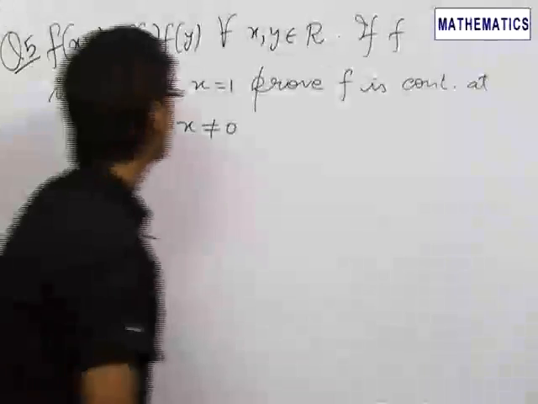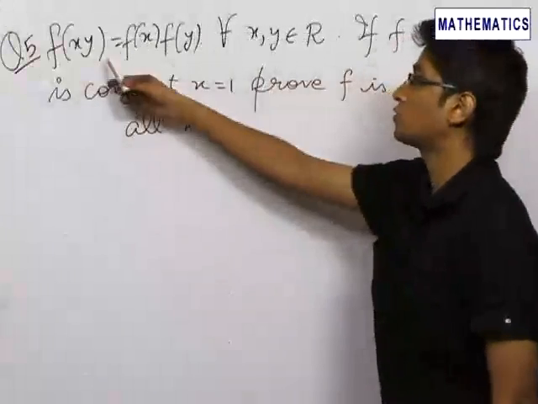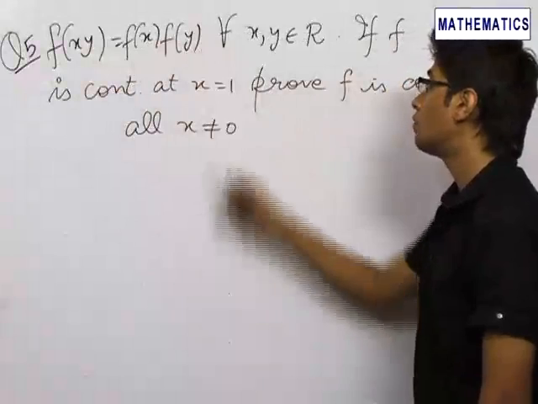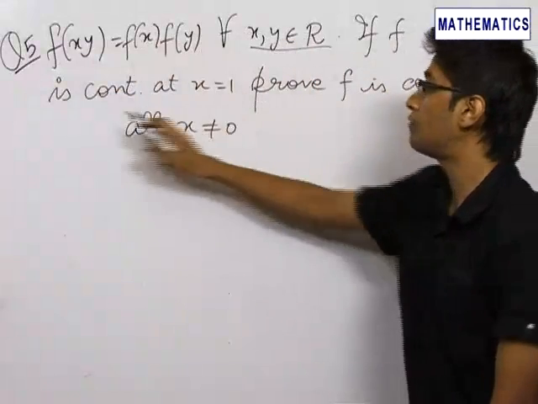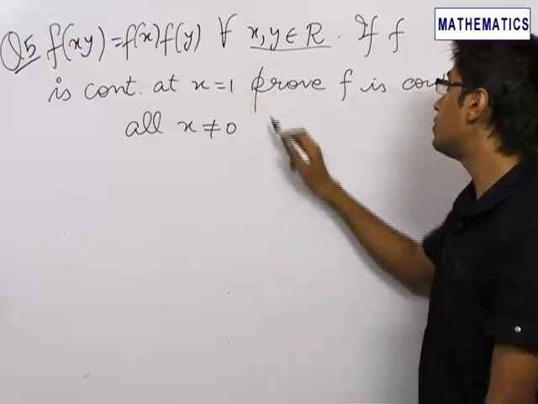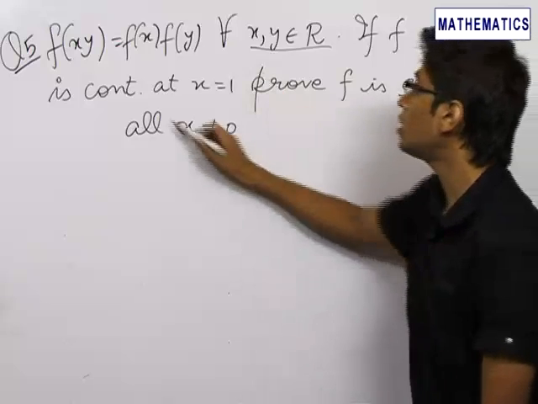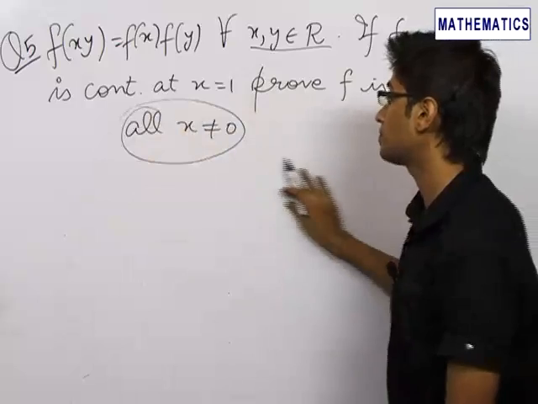In our next problem, we are given a function f of (x + y) is equal to f(x) into f(y) for every x, y belonging to real. We are given that if f is continuous at x equals 1, we need to prove that f is continuous at all non-zero x.